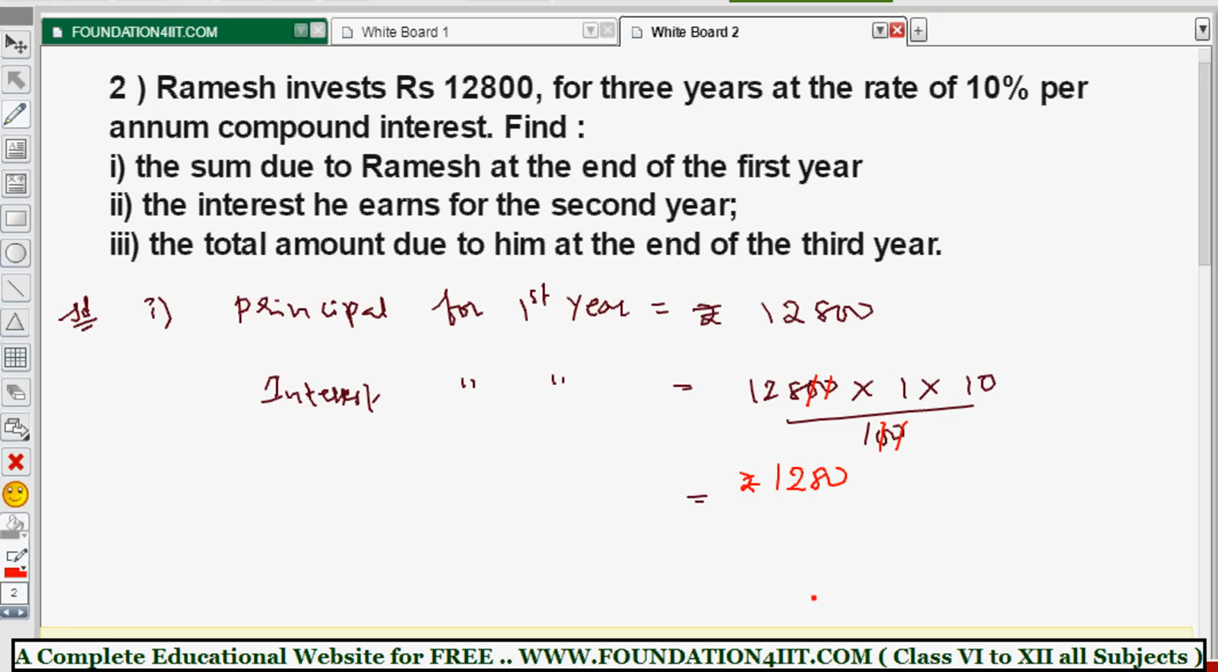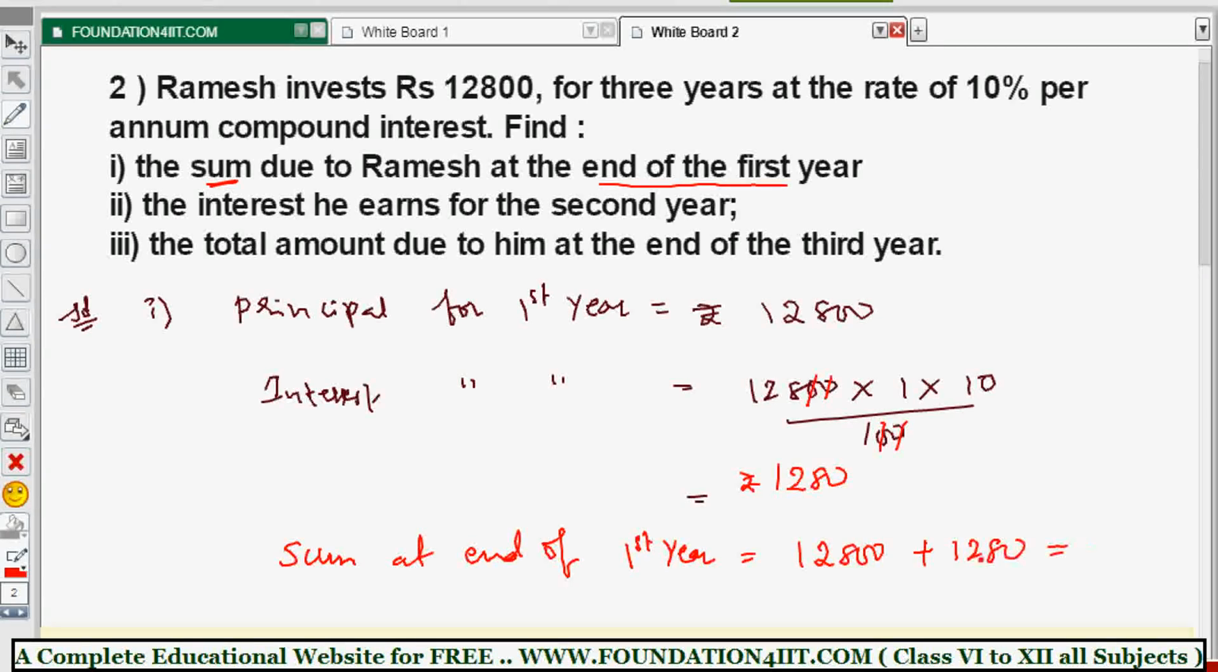Now the sum due to Ramesh at the end of the first year. So how much sum does he have? End of the first year, the sum is the principal plus whatever interest, that is 12,800 plus 1280. If you add both, 12,800 plus 1280 is 14,080. Yes, now this is the sum.